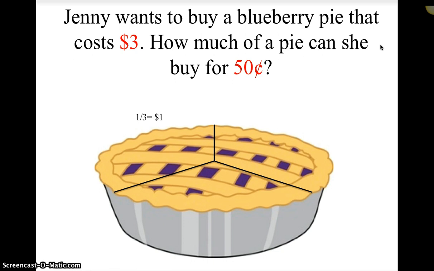See that 1/3 would equal $1. 2/3, the total of that would equal $2, and 3/3, the total would be $3. So we know that each third would be equal to $1. However, Jenny only has 50 cents. So let's continue to divide the pie into 6 to see how much that would be.